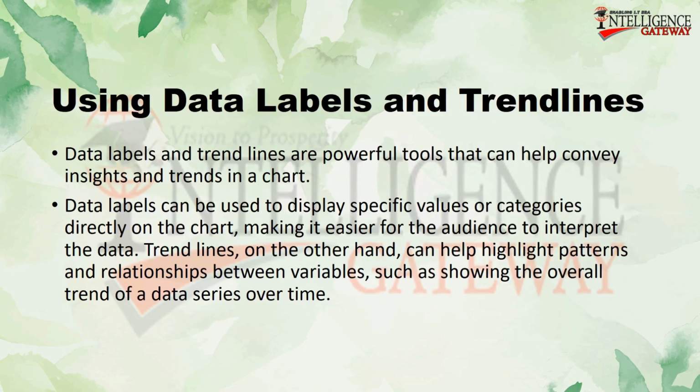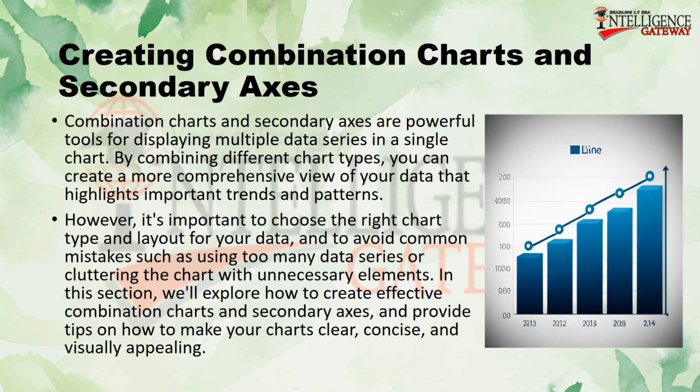Using data labels and trend lines. Data labels and trend lines are powerful tools that can help convey insights and trends in a chart. Data labels can be used to display specific values or categories directly on the chart, making it easier for the audience to interpret the data. Trend lines, on the other hand, can help highlight patterns and relationships between variables, such as showing the overall trend of a data series over time.